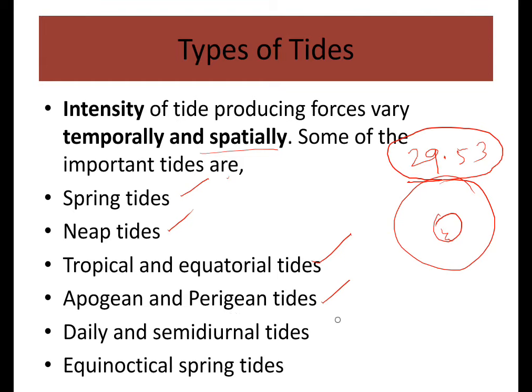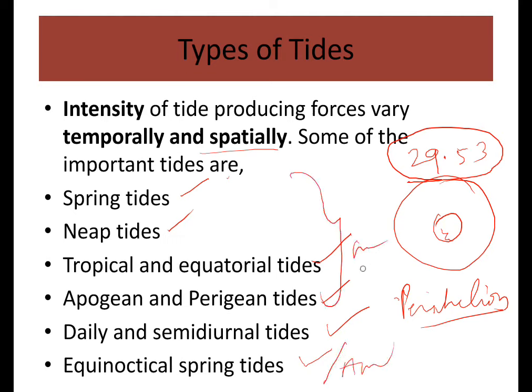But diurnal and semi-diurnal changes are daily changes. But equinoctial spring tides are with respect to the sun, because they occur in the period of equinox, which is also called the perihelion period. So it is an equinoctial period, and this occurs annually, but these other things occur as monthly phenomena.